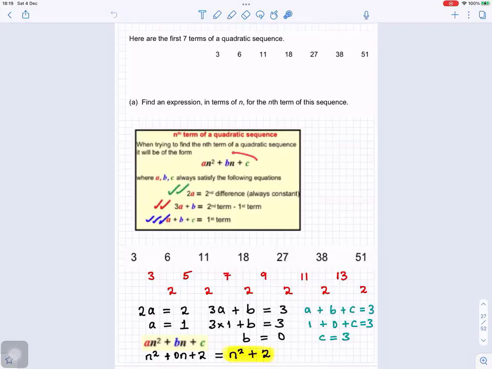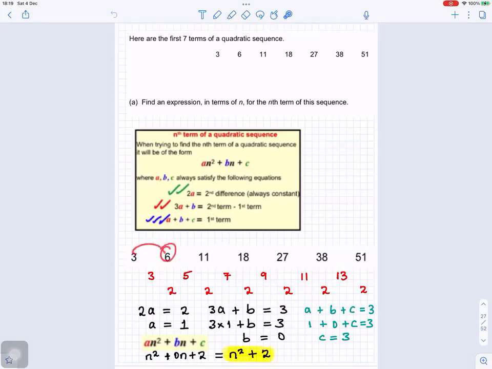The nth term is given as an squared plus bn plus c. We need to find a, b, and c, where a, b, and c satisfy the following equations. 2a is equal to the second difference, the constant term. 3a plus b is the second term minus the first. And a plus b plus c equals the first term. I'll tell you what that means.